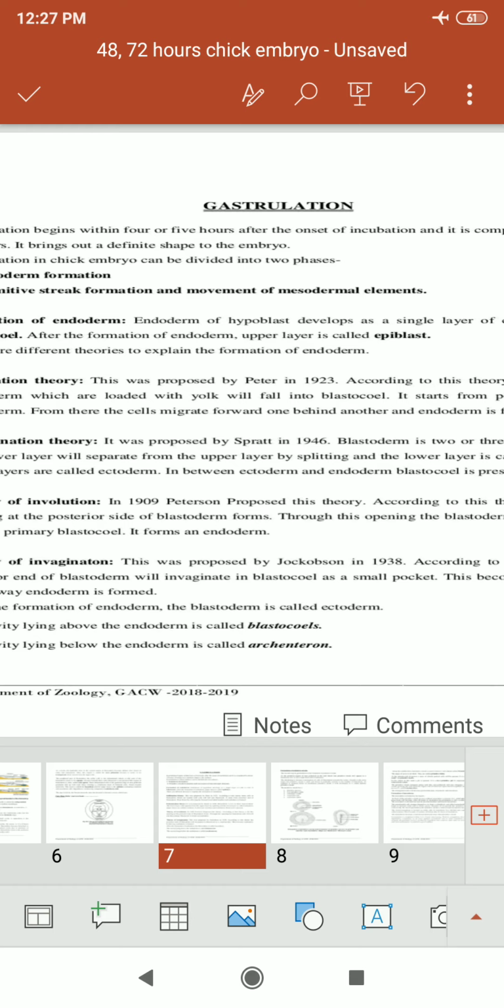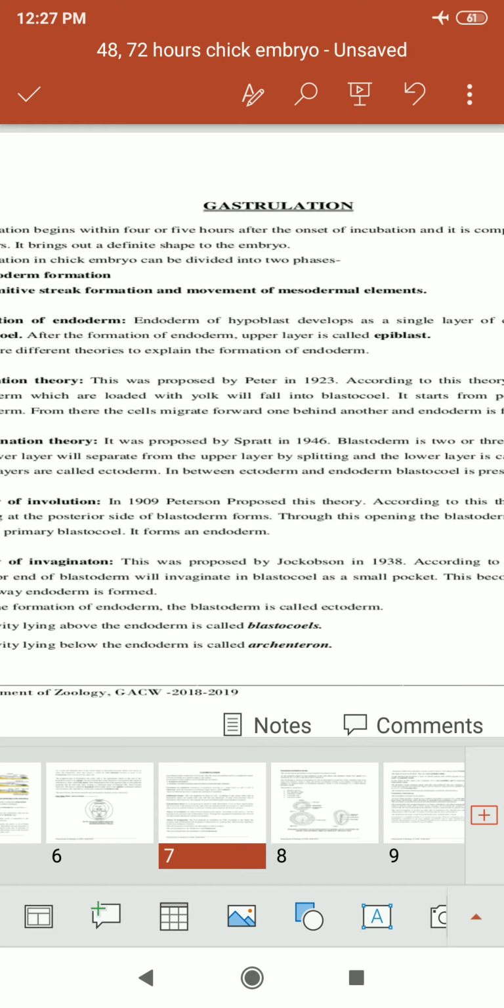According to this theory, some cells in the blastoderm are loaded. The delamination theory was proposed by Spratt in 1946, and the blastoderm is two or three layers in the chick embryo. The theory of involution is from 1909. Peterson proposed the theory. According to this theory, the scientist discovered that the posterior side of the blastoderm forms an opening. Through this opening, the blastoderm cells will roll into the primary blastocoel.